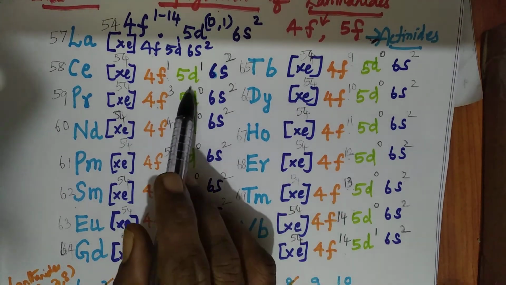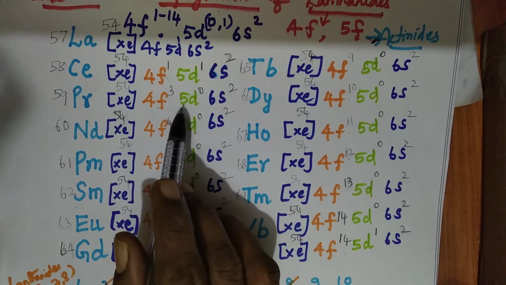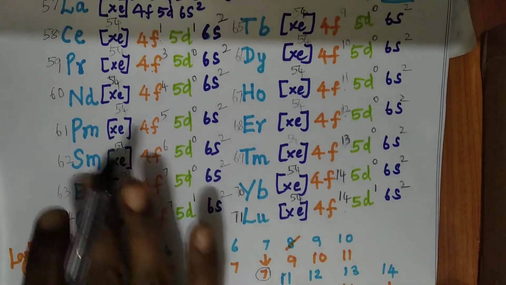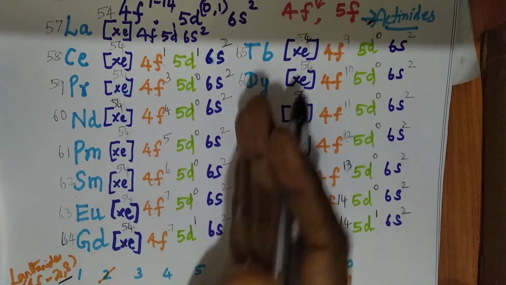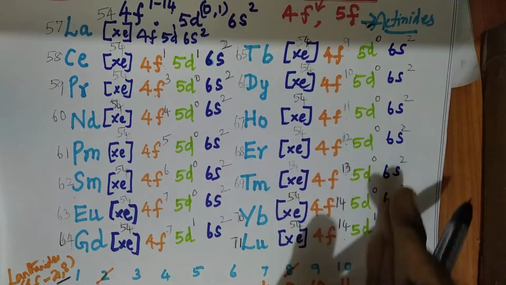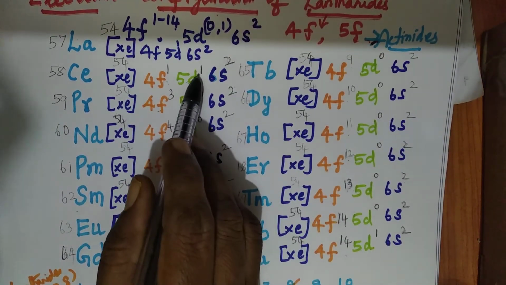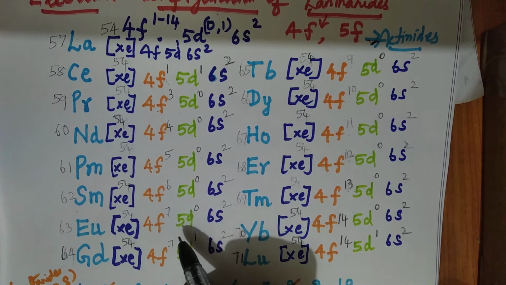Now 5d we need to enter. This alone we have to find out. Once we have filled the 4f and the 6s2, we know that 6s has 2 electrons for all, so we need to find out only 5d. Now I will tell you how I have entered 1, 0, 0, 0 like that.